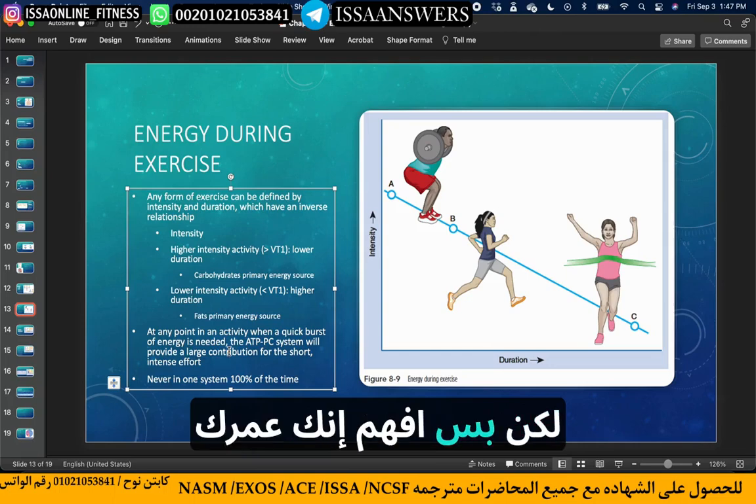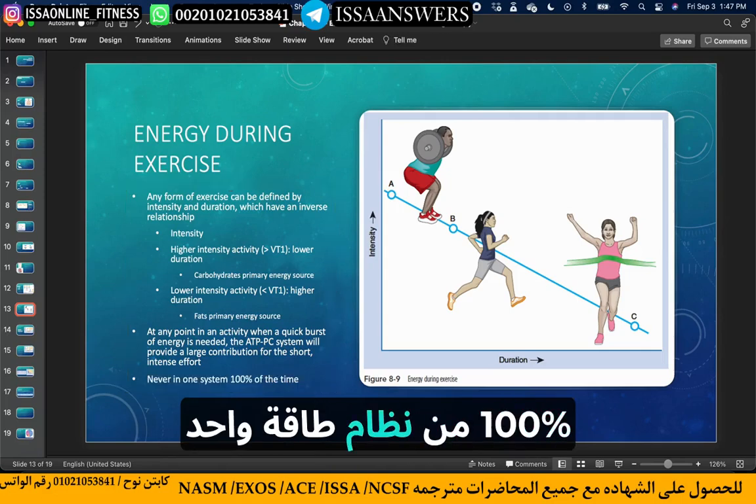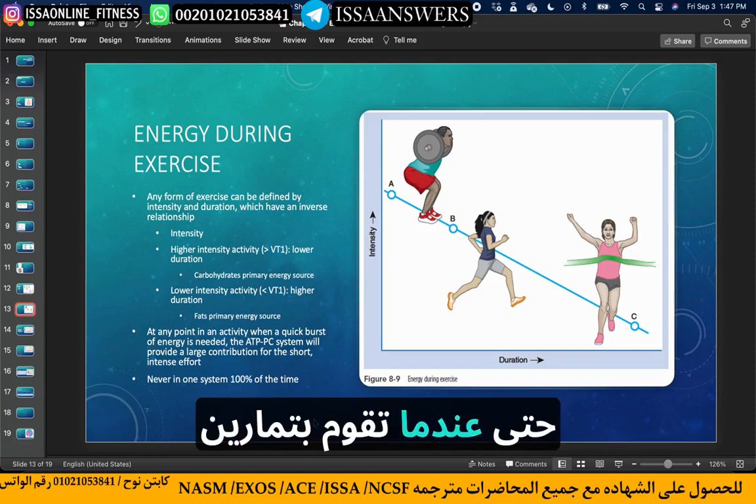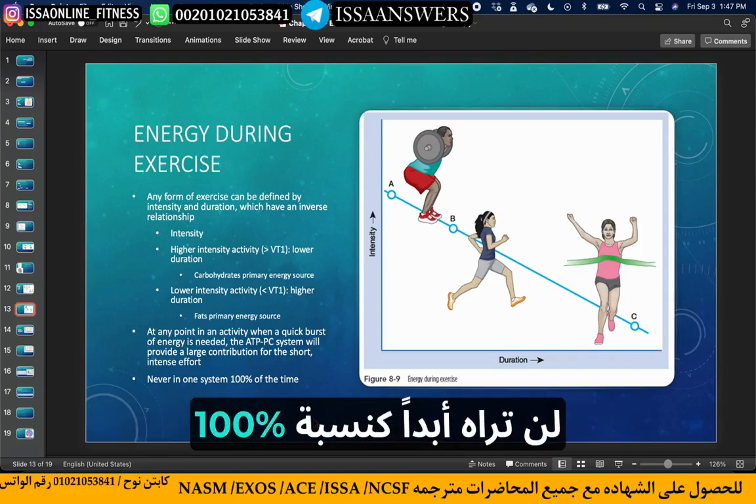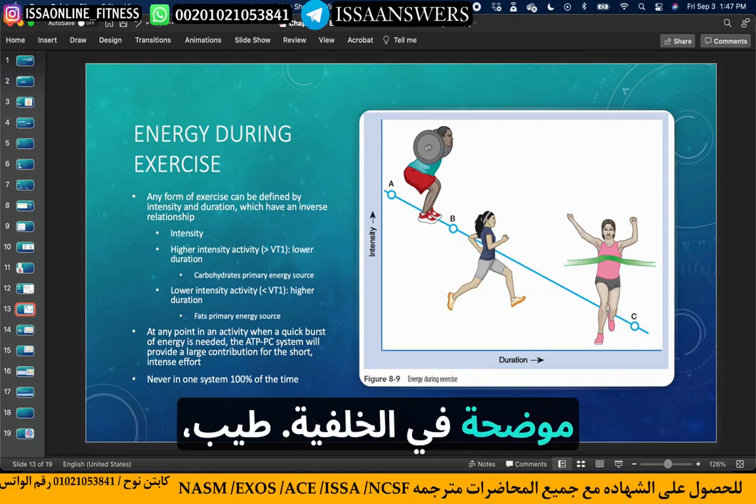Okay? But just understand, and this bottom line is one of the truest statements that you could ever read, that you're never in 100% of one energy system at any given time. Even when you're doing high intensity back squats, you're never in one energy system. You will never see it as 100% of that system. There is always still some other process going on in the background. Okay?